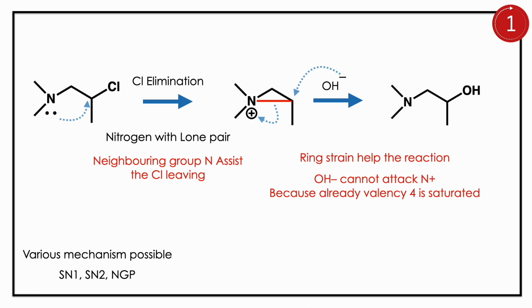Nitrogen with a lone pair attacks and forms a 3-member ring. The lone pair assists the leaving group, which is Cl. Then next up, the nucleophile attacks. The nucleophile attacks, the ring opens, and nitrogen carries a positive charge.